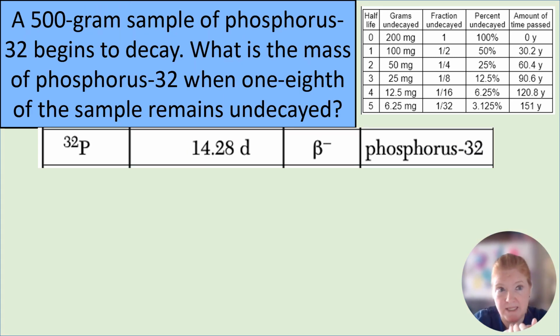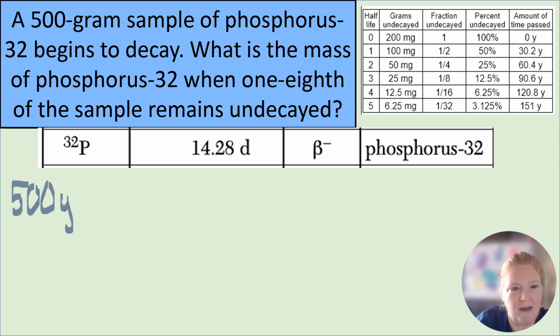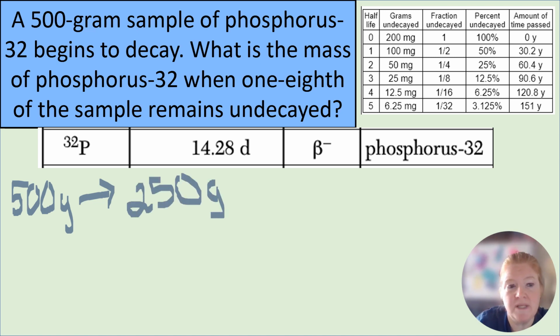Okay, another example. A 500-gram sample of phosphorus-32 begins to decay. What is the mass of phosphorus-32 when 1/8 of the sample remains undecayed? Whew, I have a lot going on here. Let's first jot some things down. 500 grams after one half-life would be how much? 250 grams. This is one whole, this is 1/2.